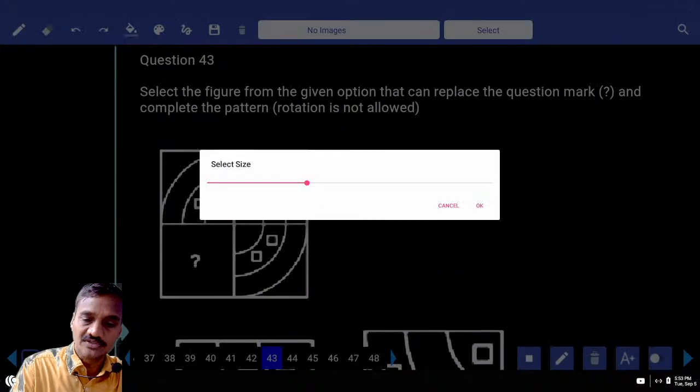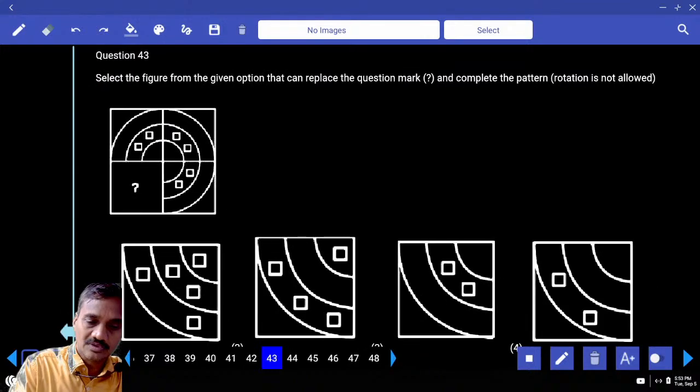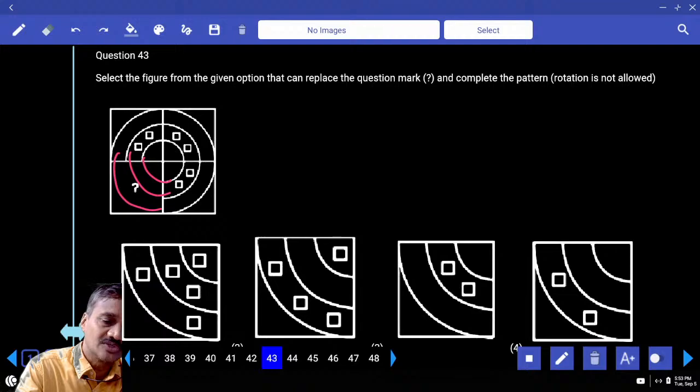Then in this one, question 43. Now we need to complete the given figure here. This is a circle, this is another circle, and this is another circle. Meanwhile, how many squares should be there? 2 squares must be present here, isn't it? So 2 squares must be present, choice 3, question number 43.